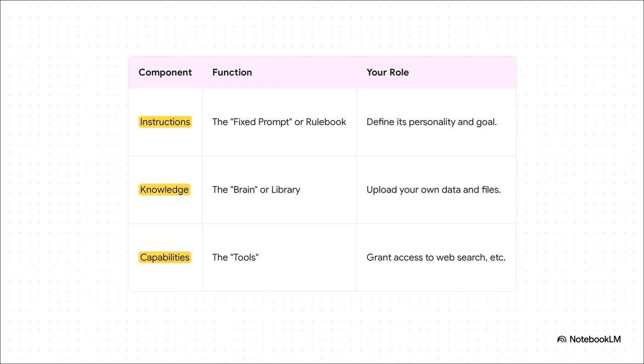So, once you're in Configure mode, it all boils down to three core parts. Think of it like building a person. First, you've got the instructions. This is its personality, its rulebook. Then you have the knowledge. This is its brain, where you upload your own files and data. And finally, you have its capabilities. These are the tools it can use, like browsing the web or analyzing data.